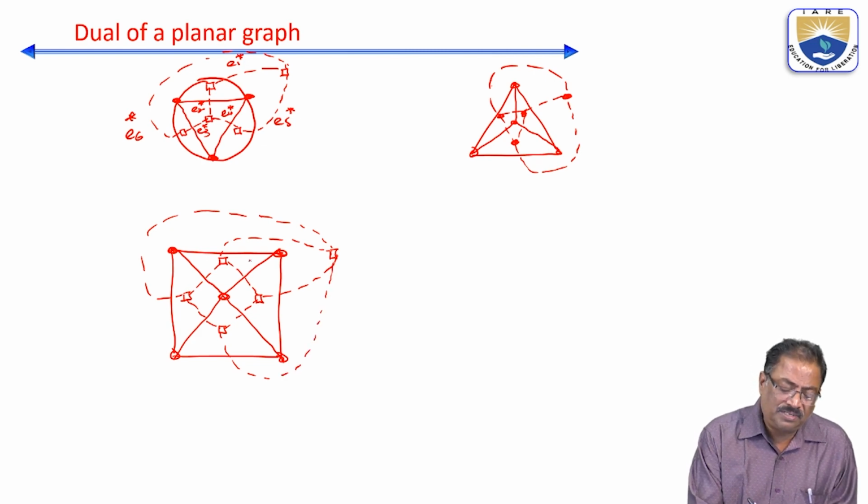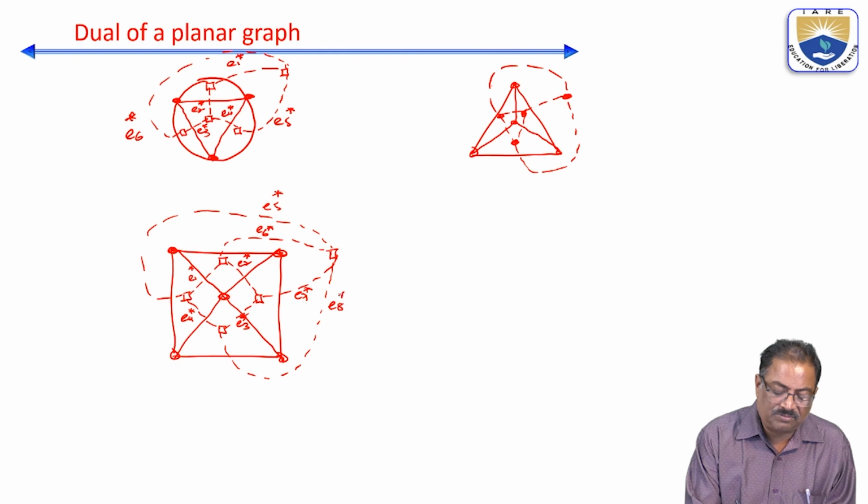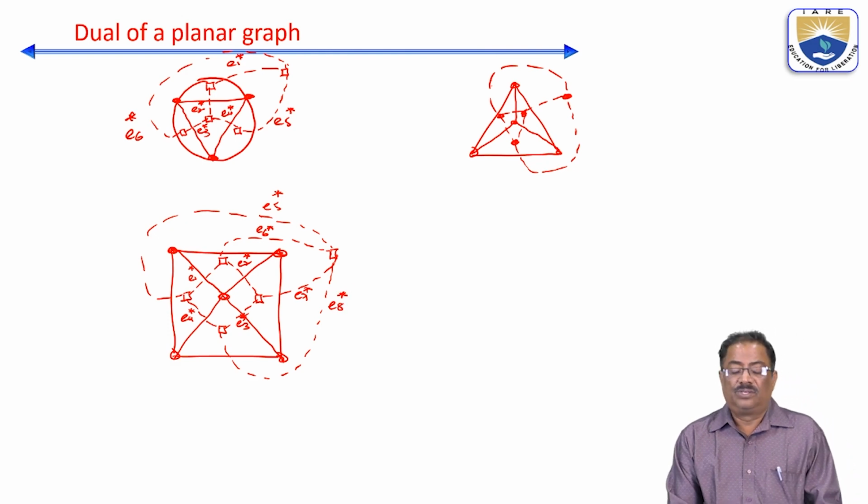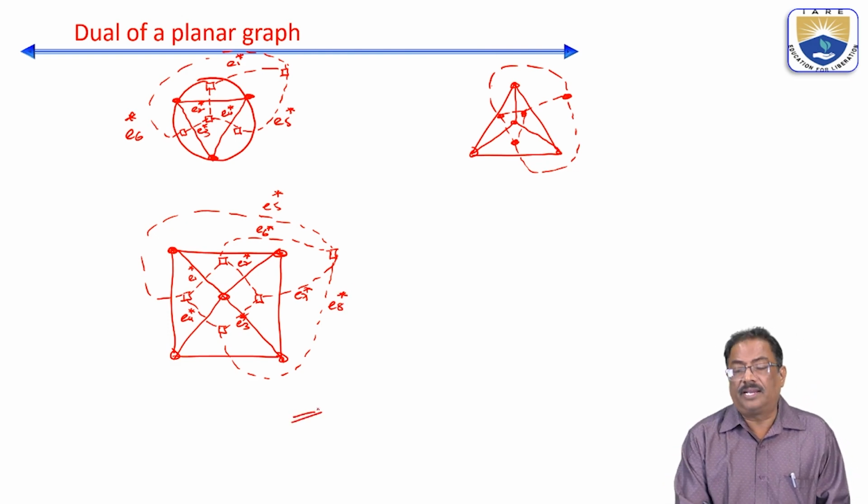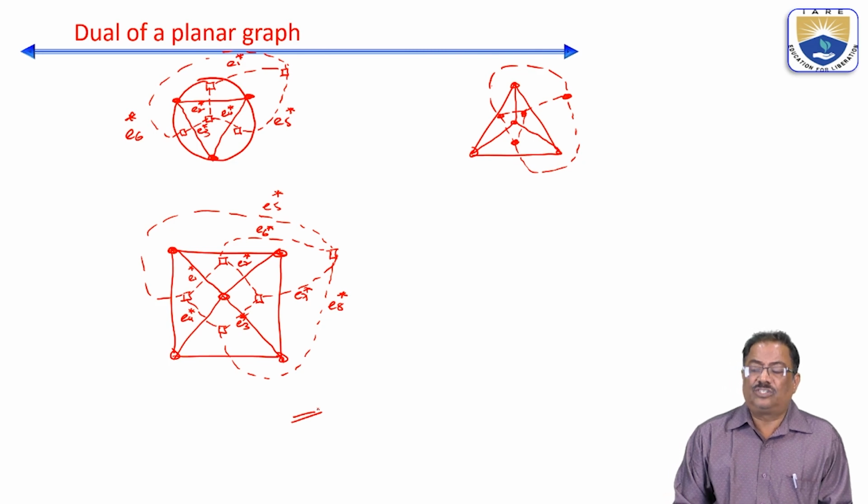So we are going to call it, for this edge E1 star, for this edge E2 star, for this edge E3 star, and for this edge E4 star, and E5 star, and E6 star, and E7 star, and E8 star. So there will be 8 edges, so subsequently we can get 8 edges in its dual.